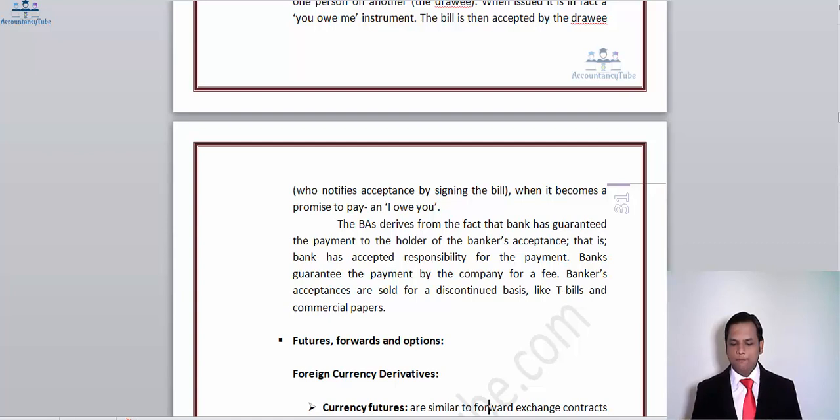Banks guarantee the payment by the company for a fee. Obviously, when the importer goes to the bank to open an LC, he or she will have to pay a fee to the bank for this service as well, because banks across the world know each other very well and they are in confidence with each other that the bank will eventually pay their liabilities. Bankers' acceptances are sold on a discounted basis, like T-bills and commercial papers.